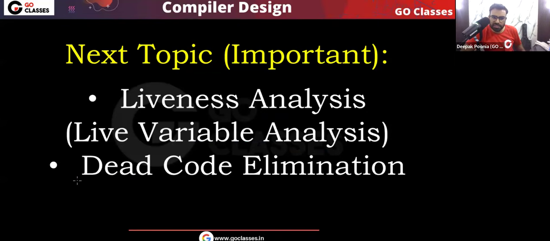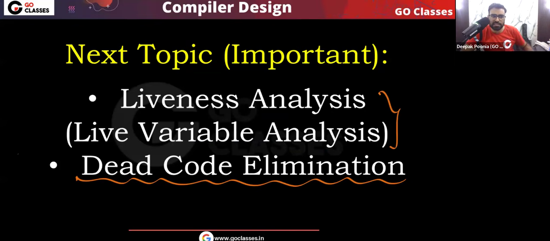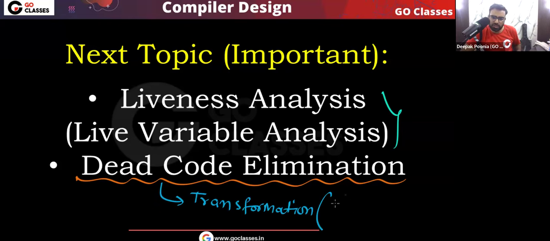Let me tell you, this dead code elimination is basically the transformation, and this liveness analysis is the analysis. I told you that in most of the optimizations we have two things. First, we do the analysis, then based on that analysis, we perform the optimization. So you can notice this dead code elimination is the transformation, or I can say this is the optimization. This dead code elimination is the actual transformation, or I can say the actual optimization that we need to do.